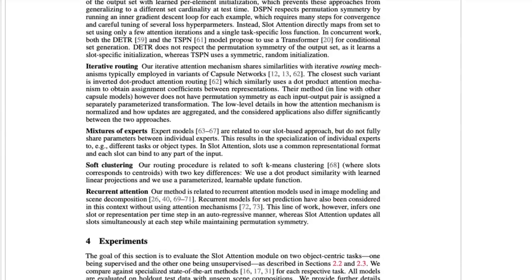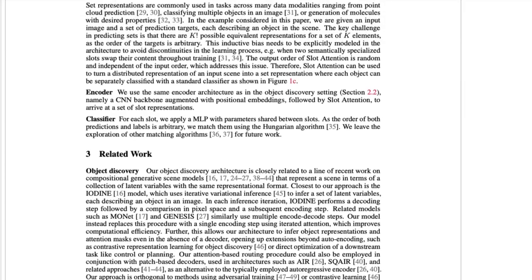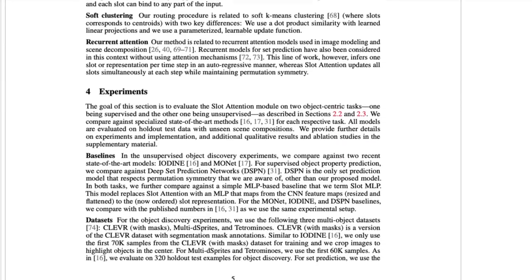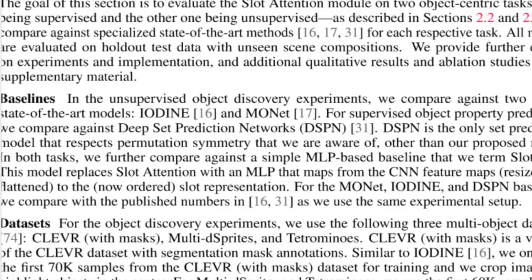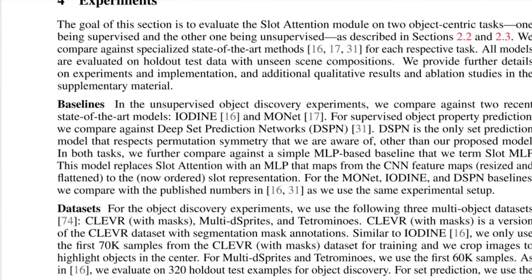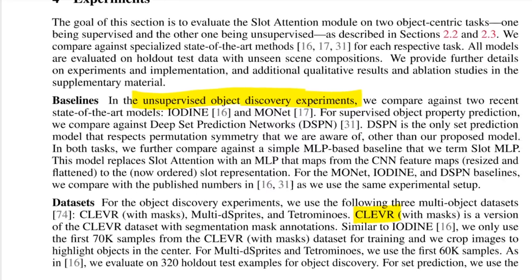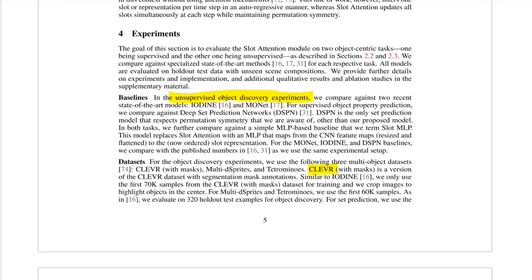I hope you got that. They do a lot of experiments, and here is a bit where my quarrels start. They compare, for example, in the unsupervised object discovery experiments. They have this data set called Clever, and this data set has images with, I believe Clever 6 has up to 6 different objects.